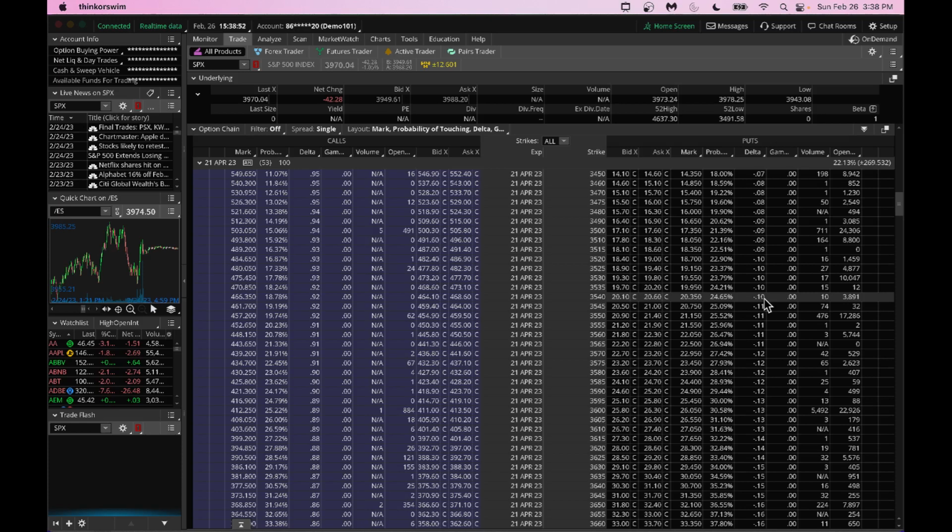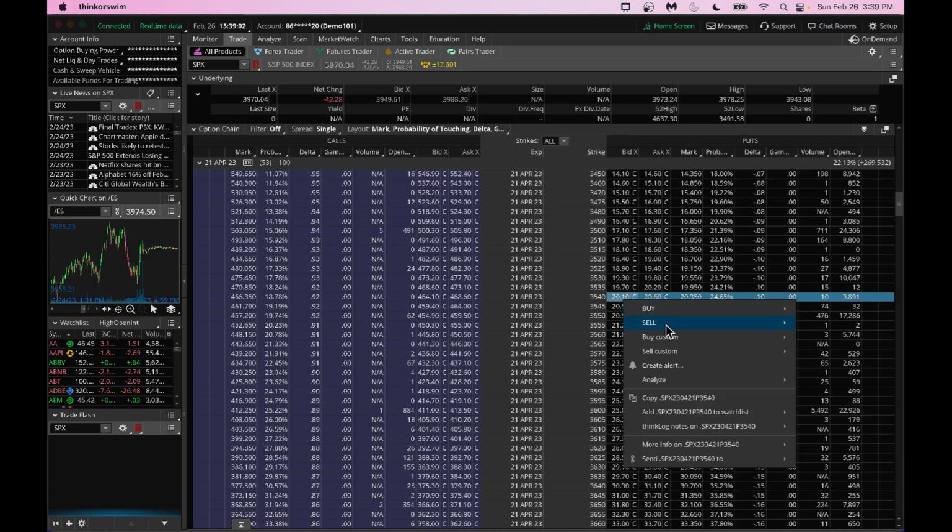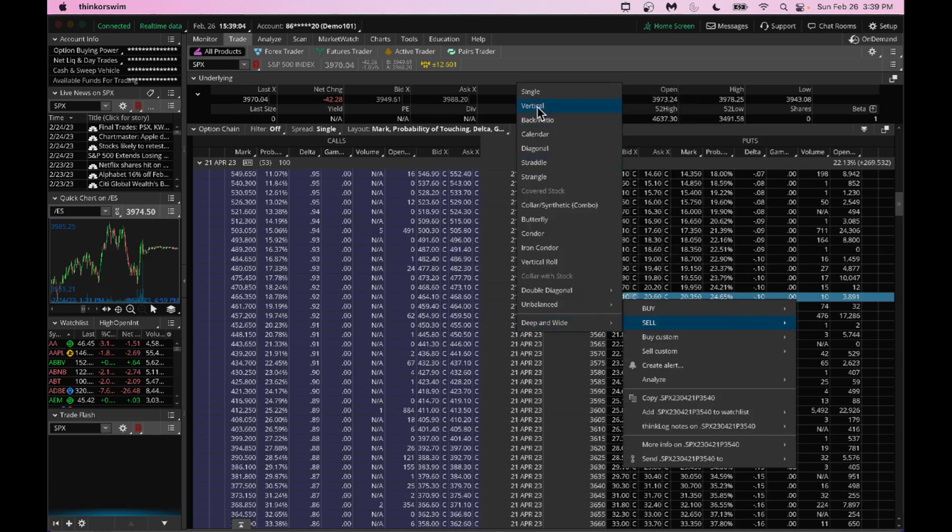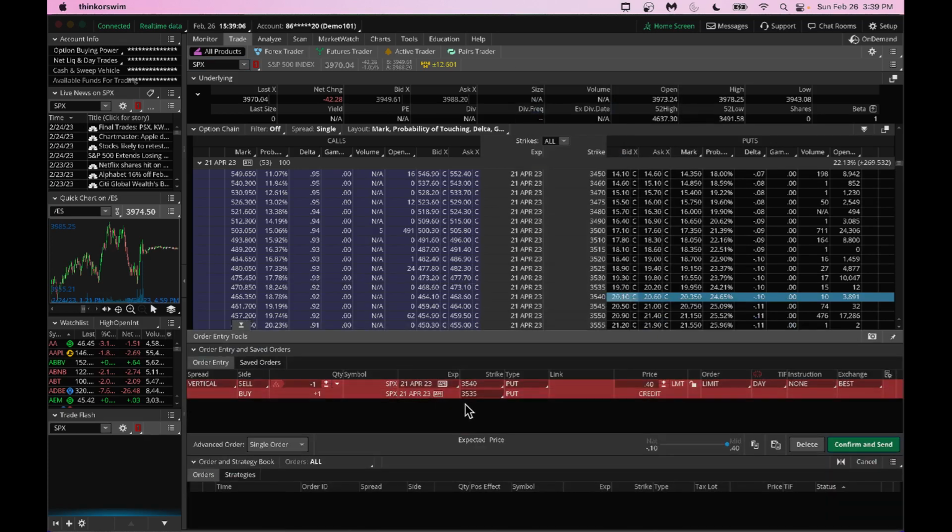You could do a $10 wide spread, say 3450 and 3440, or 3430. You could just sell this put spread, a vertical spread. 3450, 3440 here, and you could do 3430 on the other side. $10 wide spread right there. And look, you collect $80 here. It's a great way to make money.